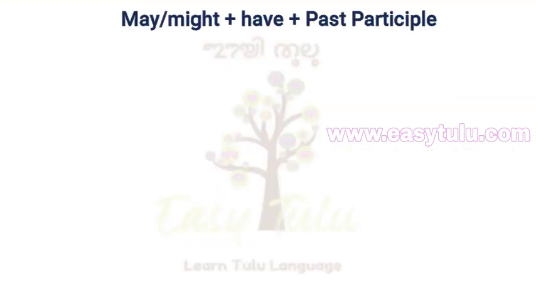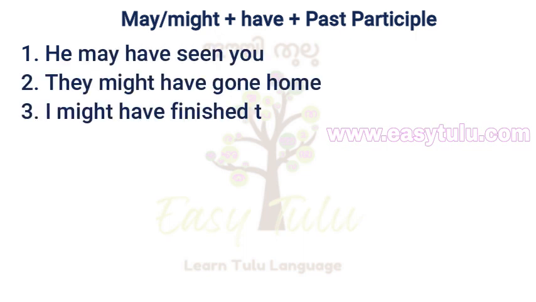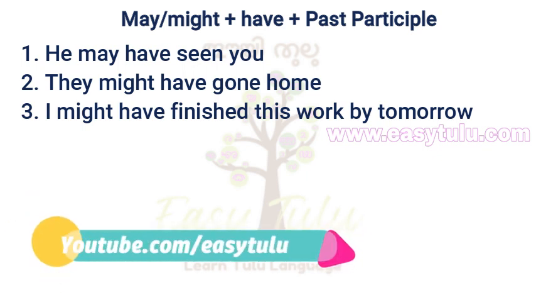Okay, now look at these sentences. He may have seen you. They might have gone home. I might have finished this work by tomorrow. This form is used to talk about the possibility that something happened in the past, and also used to refer to the present or future.